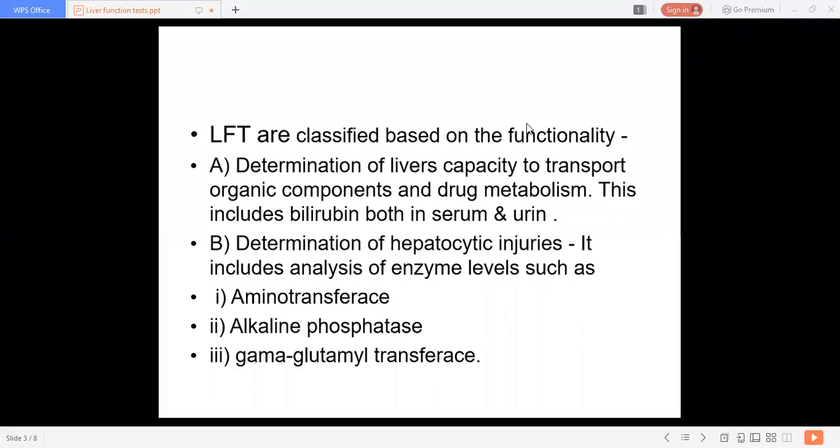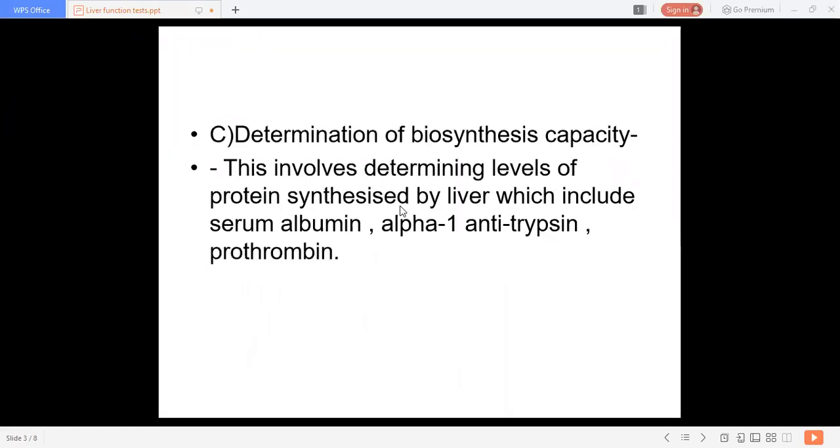Increasing the bilirubin level above the normal range is suggestive of liver disease. So whenever there is an abnormal rise in bilirubin in the serum above the normal range, we can diagnose that there must be some defect in the liver capacity to transport this bilirubin for excretion.